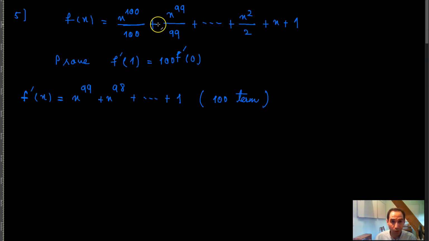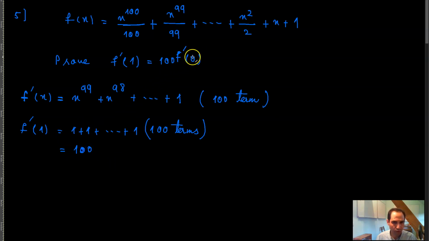Okay, so this is f prime of x, and now in order to verify this, in order to prove this, I can calculate f prime of 1. So f prime of 1 is equal to 1 raised to the power 99 plus 1 raised to the power 98 plus all the way up to 1. 1 plus 1 plus all the way up to 1, 100 terms, which is of course 100. Right? It is equal to 100.